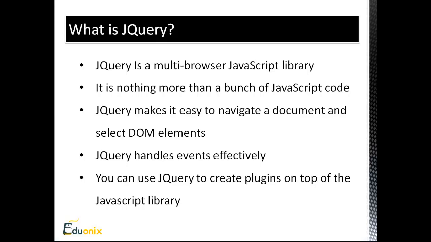jQuery makes it easy to navigate a document and select DOM elements. Now DOM stands for Document Object Model, and all the elements in a website and browser are DOM elements. The body tag, an H1 tag, the browser window itself, everything. So jQuery allows you to maneuver around the DOM and manipulate certain elements.